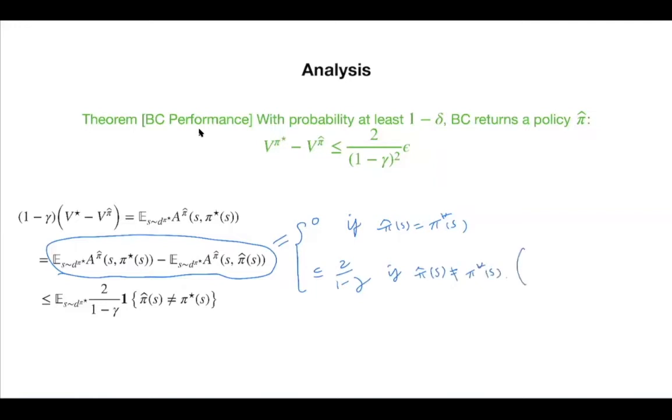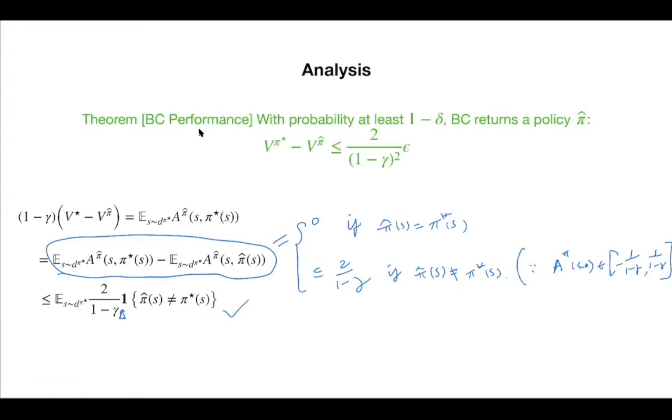The reason is that the advantage function is always in the range between negative 1 over 1 minus gamma and positive 1 over 1 minus gamma. I'm just bounding this expression using the worst possible case, if pi star of s is not equal to pi hat of s. In this case, the first term is at most 1 over 1 minus gamma, and the second term is at least negative 1 over 1 minus gamma, so the difference will be at most 2 over 1 minus gamma. That's why we arrive at this expression, which has an indicator function. If our policy disagrees with the expert, this is the maximum that we're going to pay, 2 over 1 minus gamma.